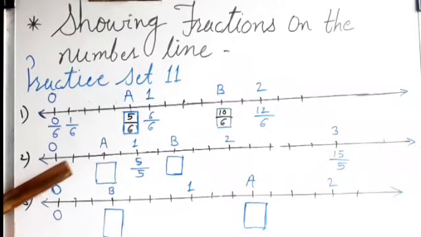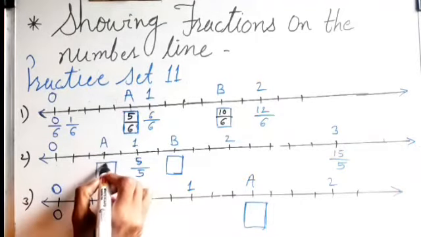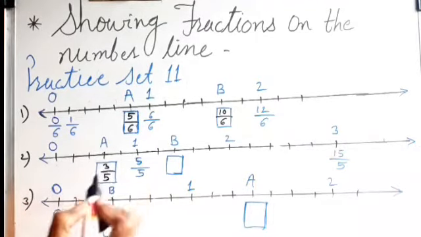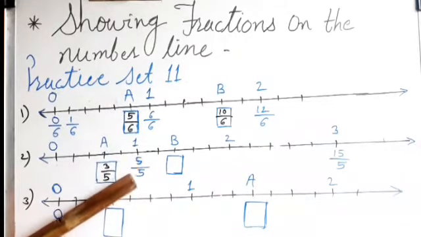0 upon 5, since the denominator is 5 now. 0 upon 5, 1 upon 5, 2 upon 5. Here 3 upon 5. So here it will come 3 upon 5. Then 4 upon 5. Next 5 upon 5 means 1.